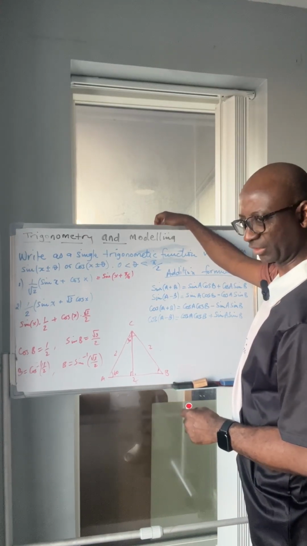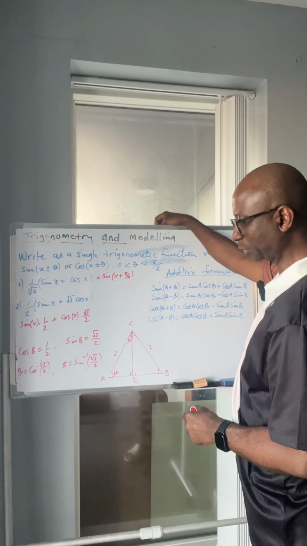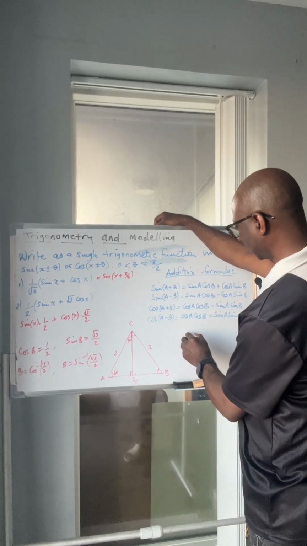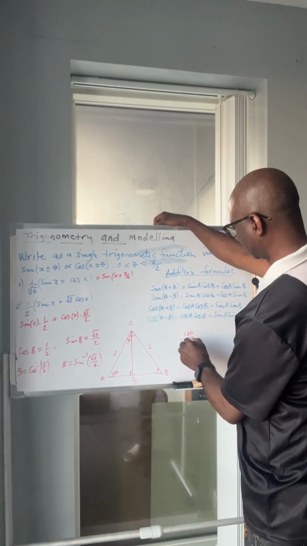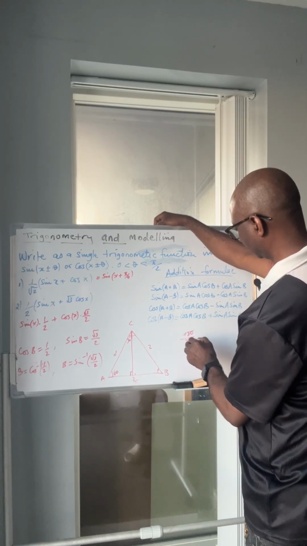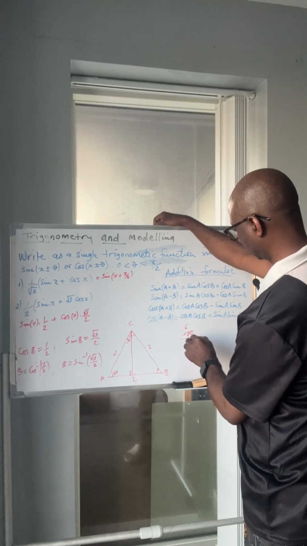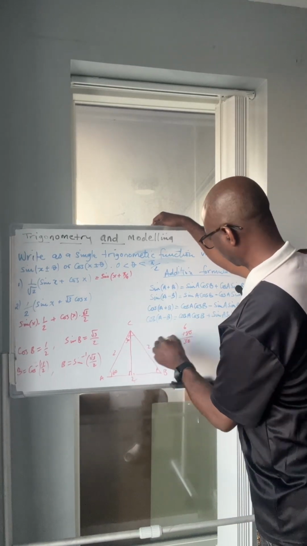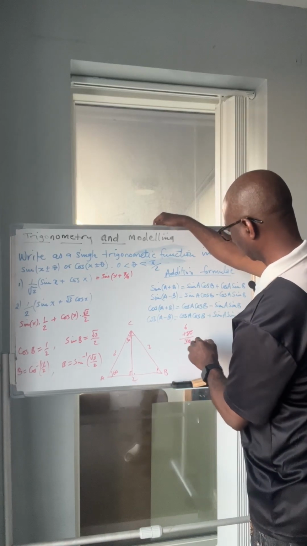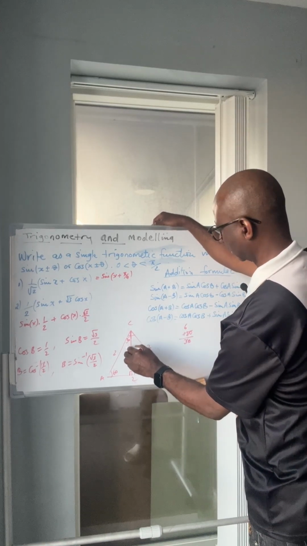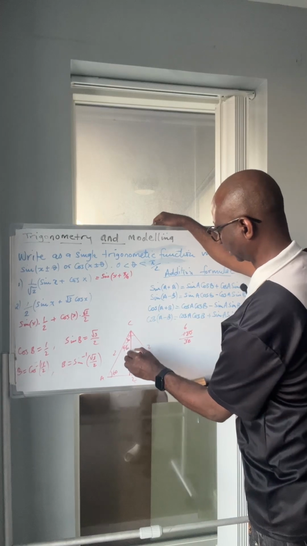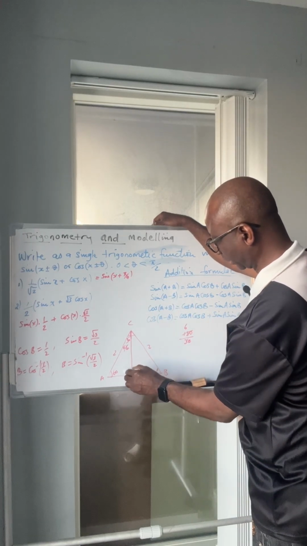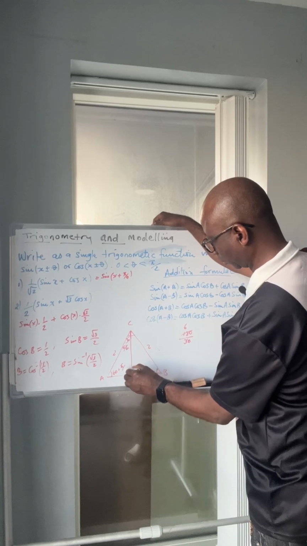When you convert 30 degrees to radians, what do you get? 30 degrees to radians. You get pi all over 6. When you convert 60 degrees to radians, you get pi all over 3.